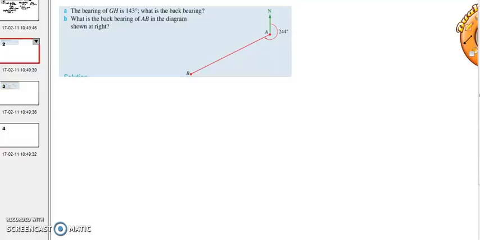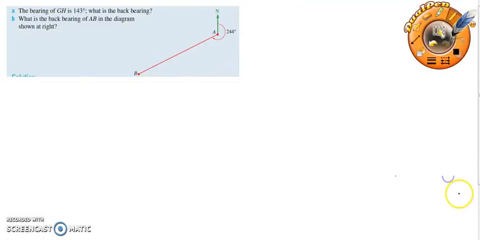What I want to look at here is something which people get notoriously wrong all the time, and this is bearing and back bearing. Okay? Now, when we have a bearing, the first question here isn't to do with the diagram. So the first question is a separate question. It says the bearing of GH is 143. What is the back bearing?